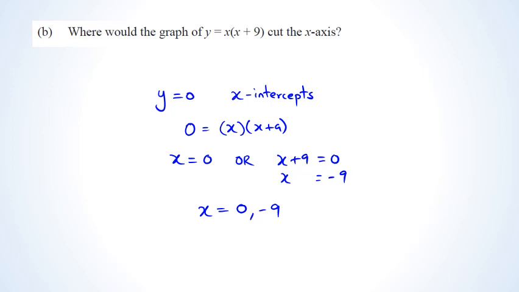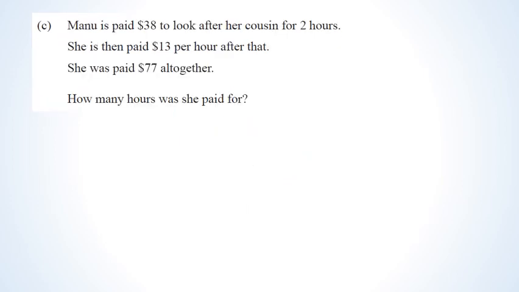Where's my colors? There we go. Now we go to the next one. All right, so in this question, Manu's paid $38 to look after a cousin for 2 hours. She's then paid $13 per hour after that. She's paid $77 altogether. Alright, how many hours was she paid for?